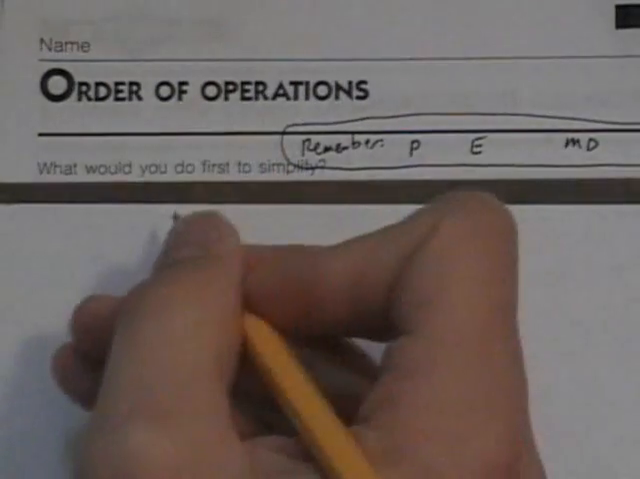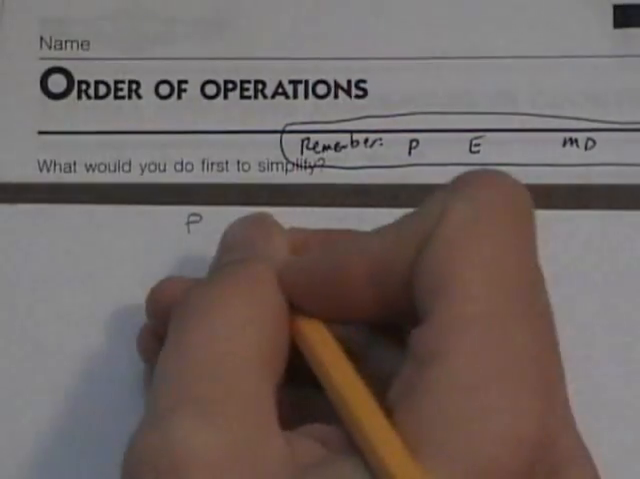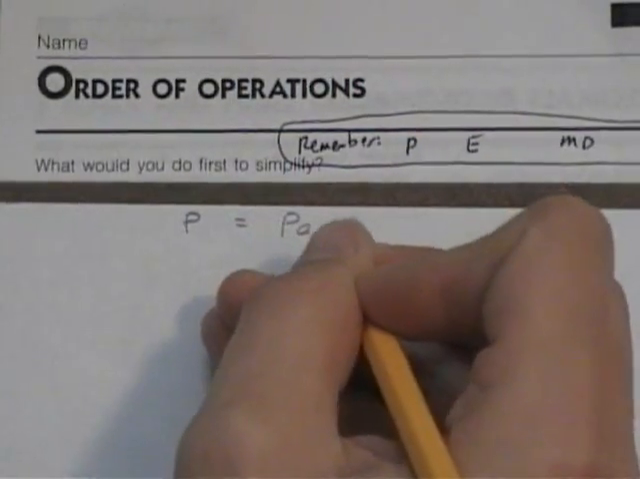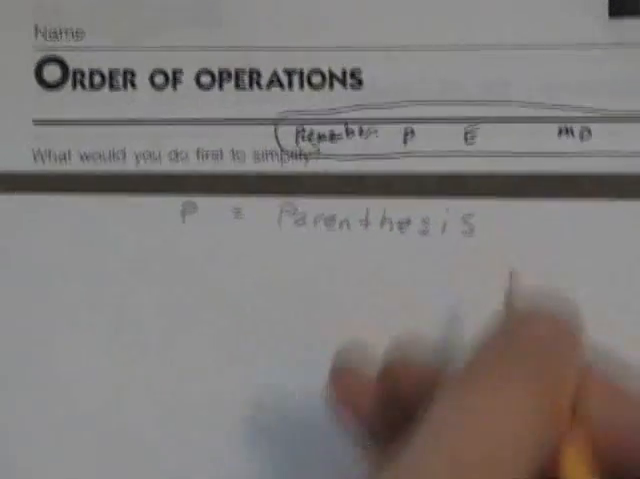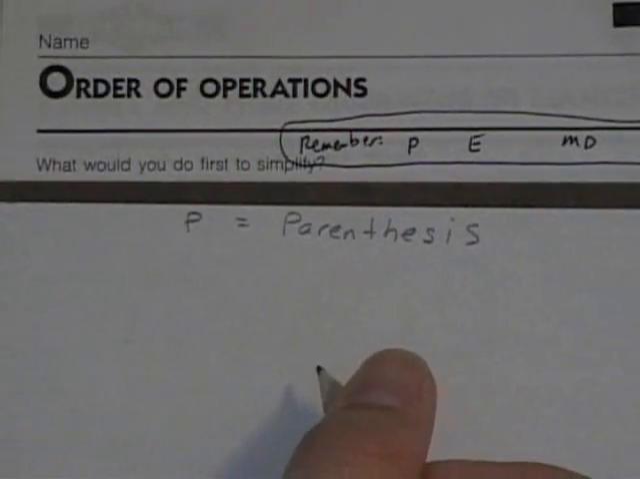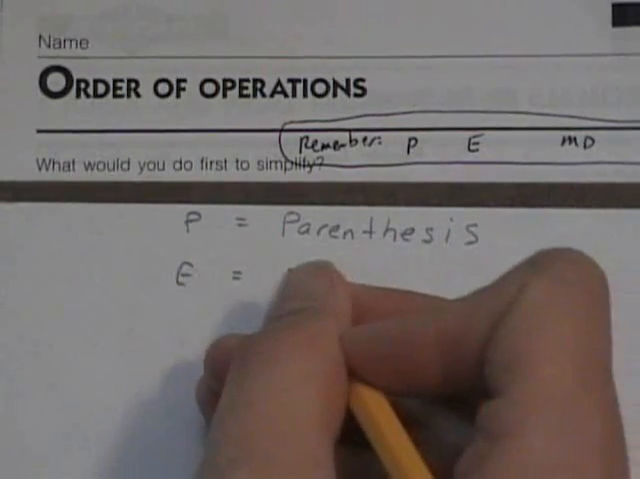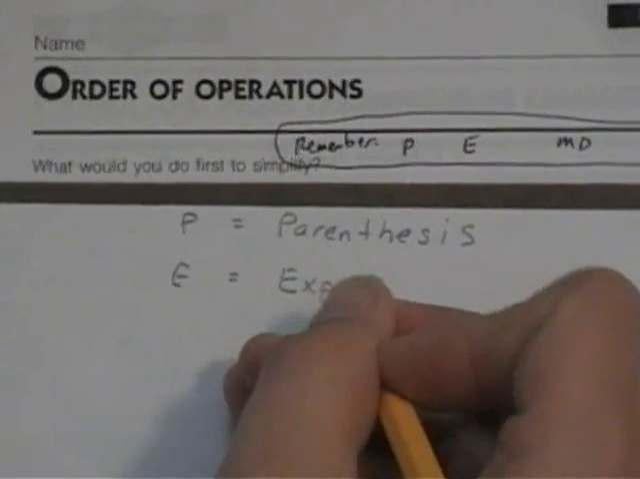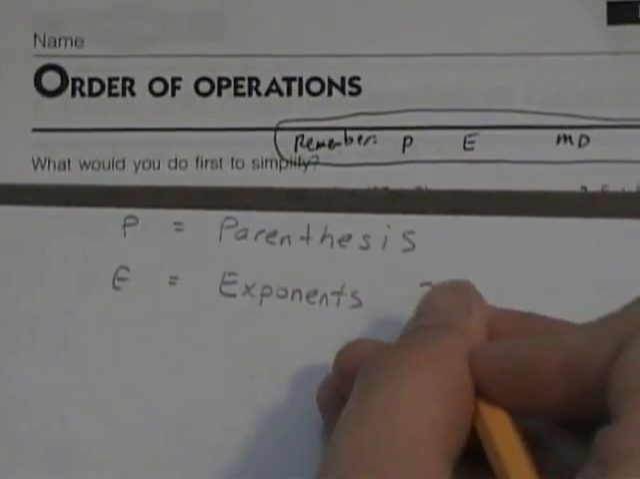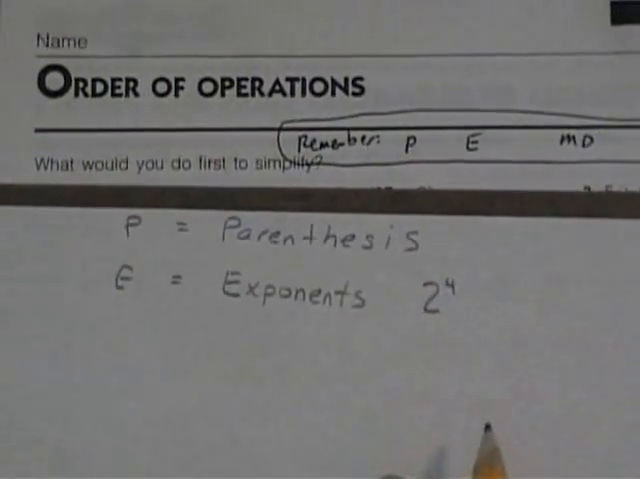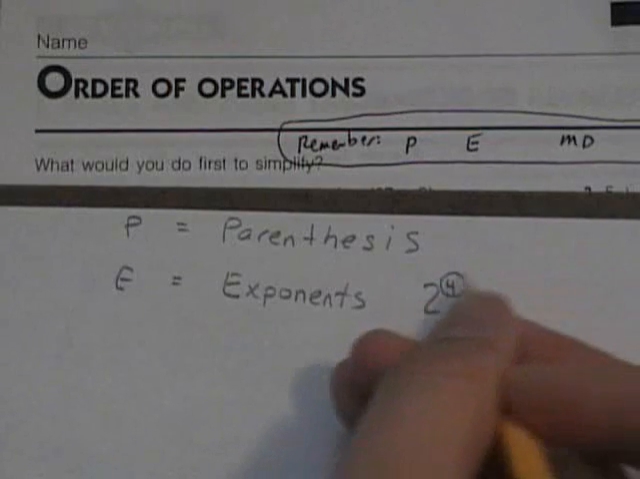The first thing you have to remember is you have to figure out and work all of the parentheses first. Always. If you see parentheses, that's the first thing you have to focus on. Next thing, if you see little tiny numbers, something like 2 to the 4th, you've got to work on that first. This is called an exponent.